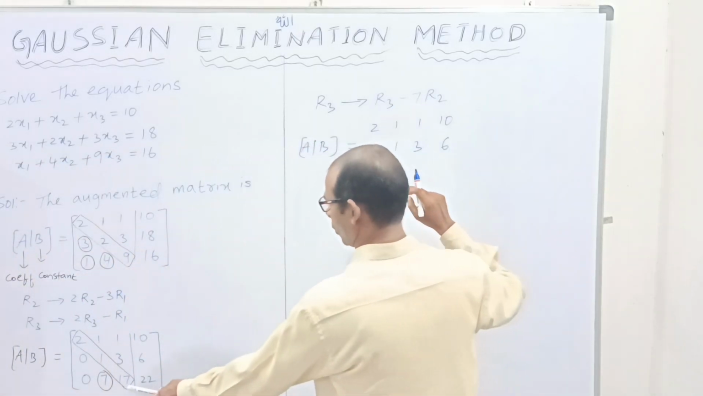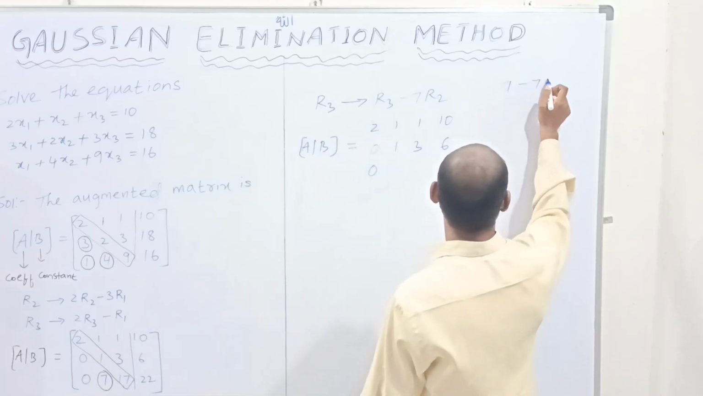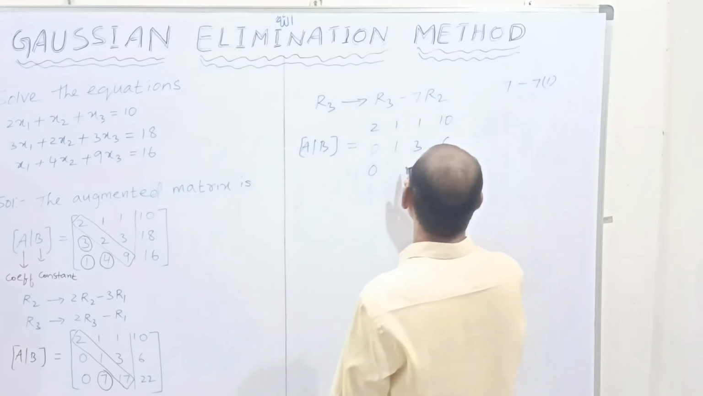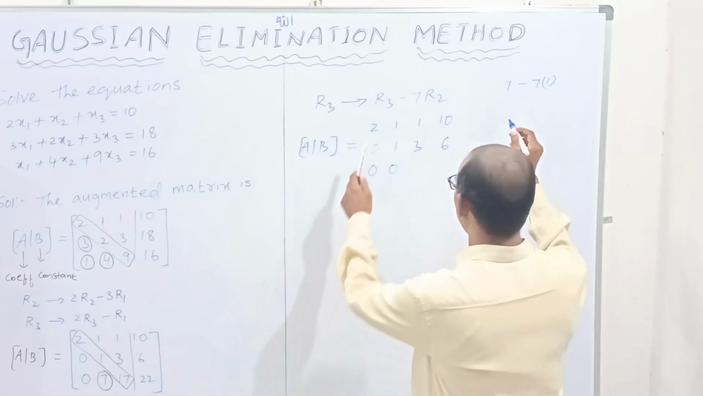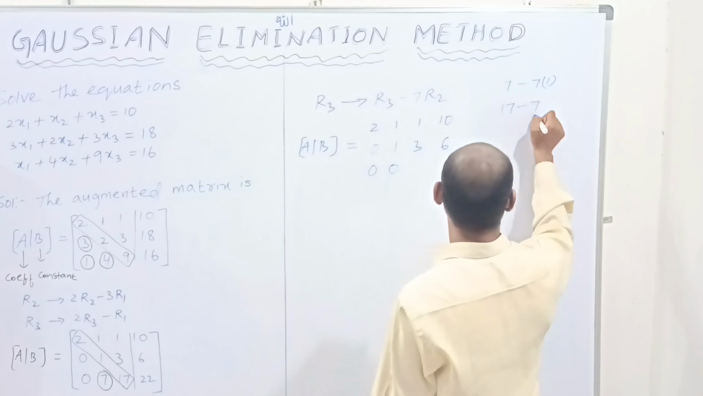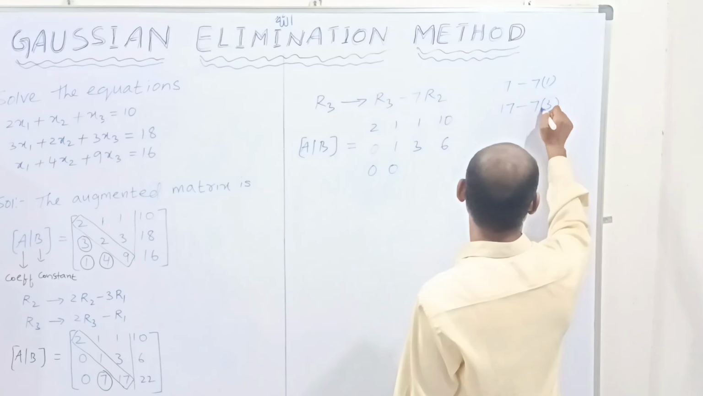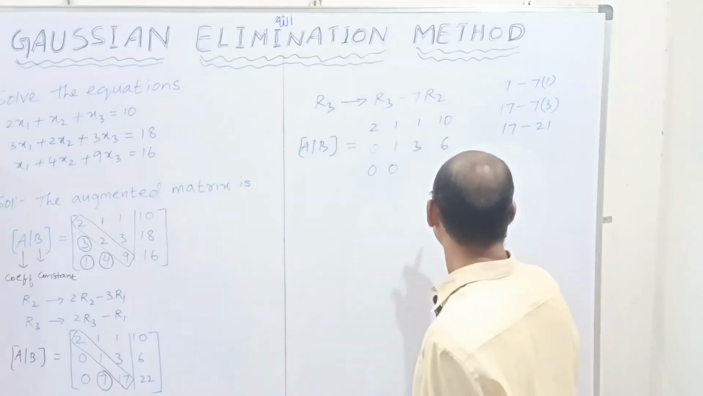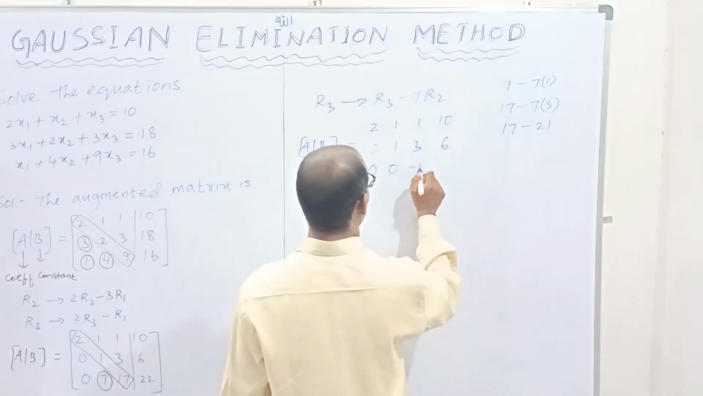R3 minus 7R2. What is R3 here? 7 minus 7 into R2, which is 1, so 7 minus 7 is 0. Now apply for this element also: R3 minus 7R2, R3 is 17 minus 7 into R2, R2 is 3. So that is 17 minus 21, that is minus 4.